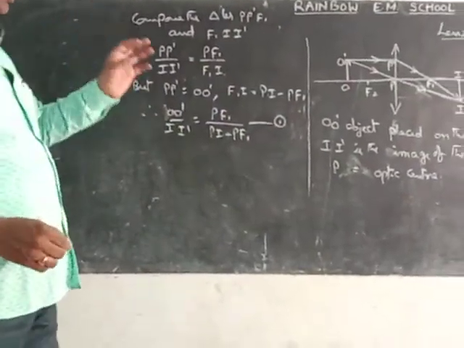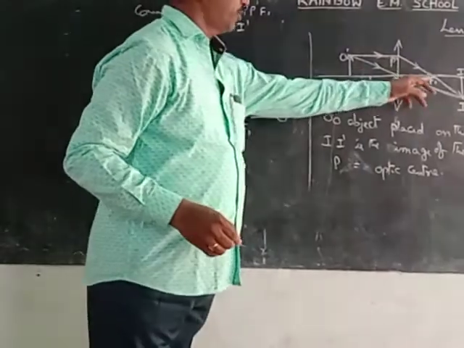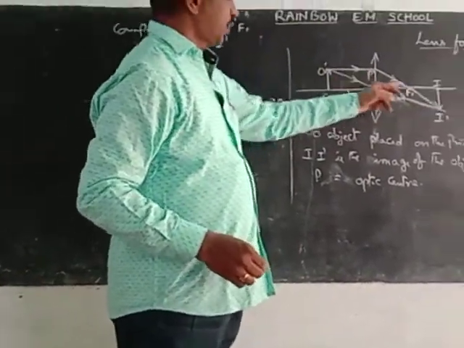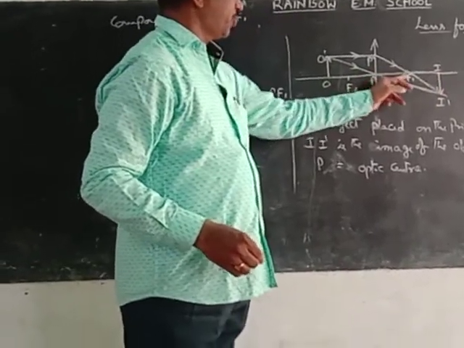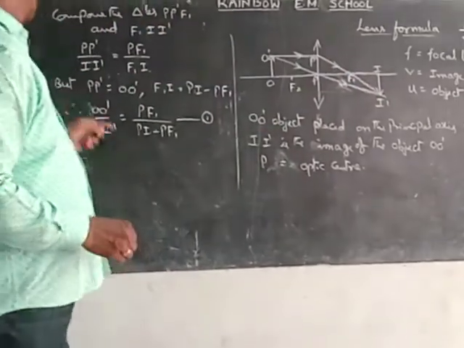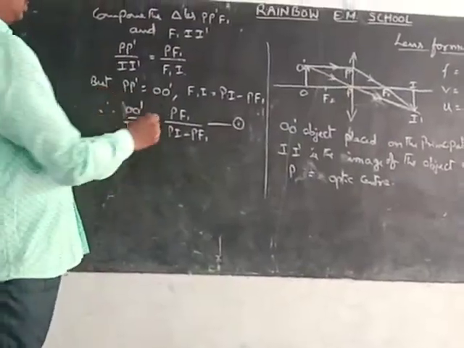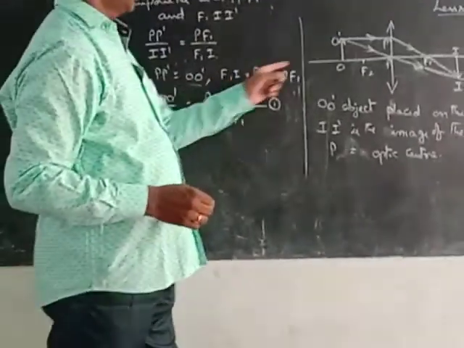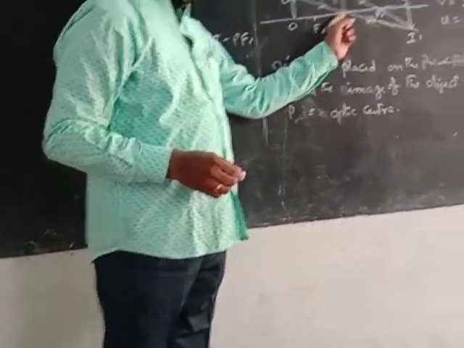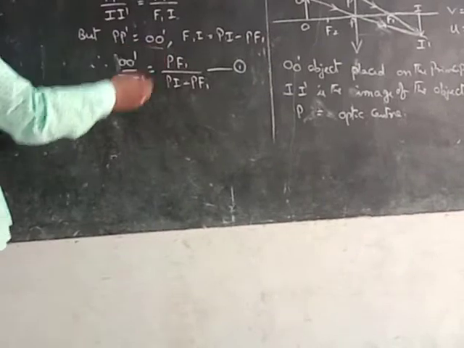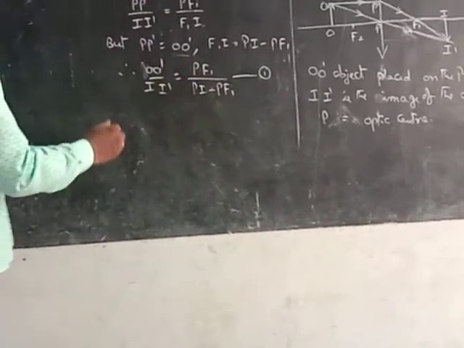By comparing the two right angle triangles P P dash F1 and F1 I dash I, P P dash by I dash I is equal to PF1 by F1I. But P P dash is equal to OO dash. And for the other one, F1I, how to calculate F1I? That is PI minus PF1. Substituting these two, you get equation 1.